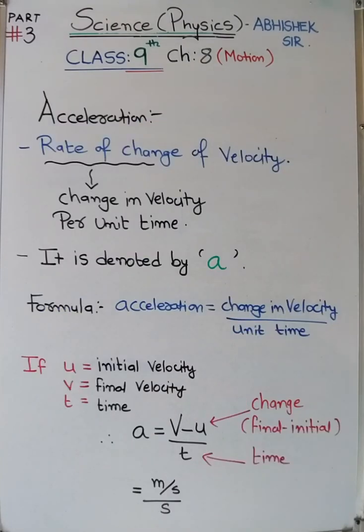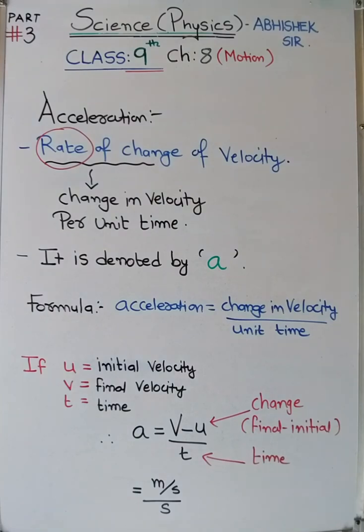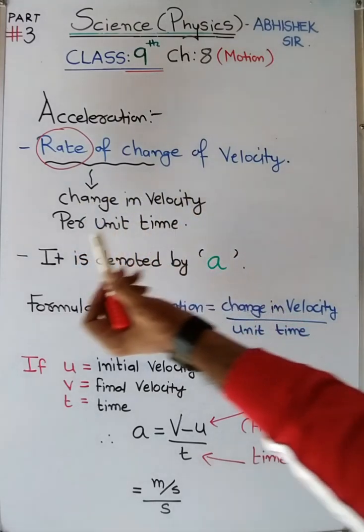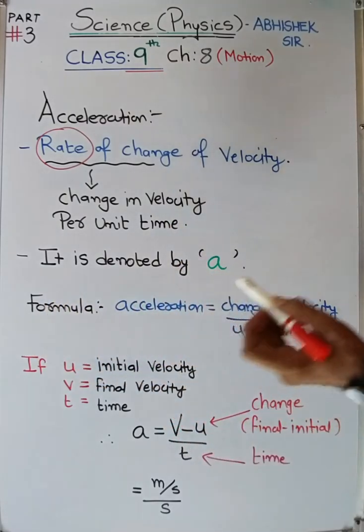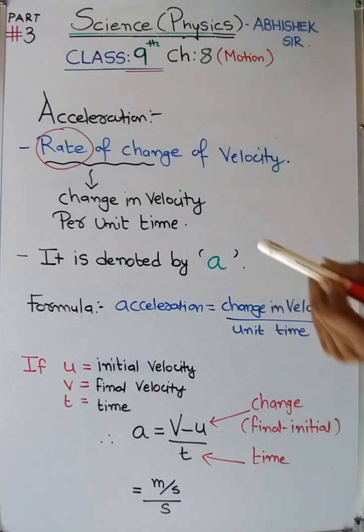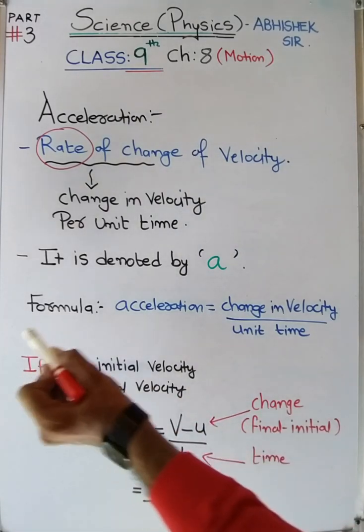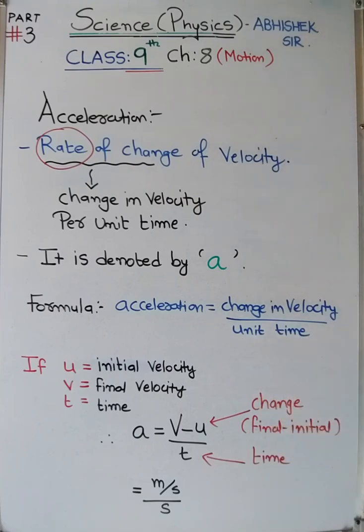Now let us start with the main topic, acceleration. What is acceleration? It is the rate of change of velocity. Whenever we speak about rate, we have to include time, right? So we define acceleration as the rate of change of velocity, or change in velocity per unit time. Acceleration is denoted by small a. So wherever we are using symbols or formulas, you will represent acceleration with small a. In words, the formula of acceleration is acceleration equals change in velocity per unit time.